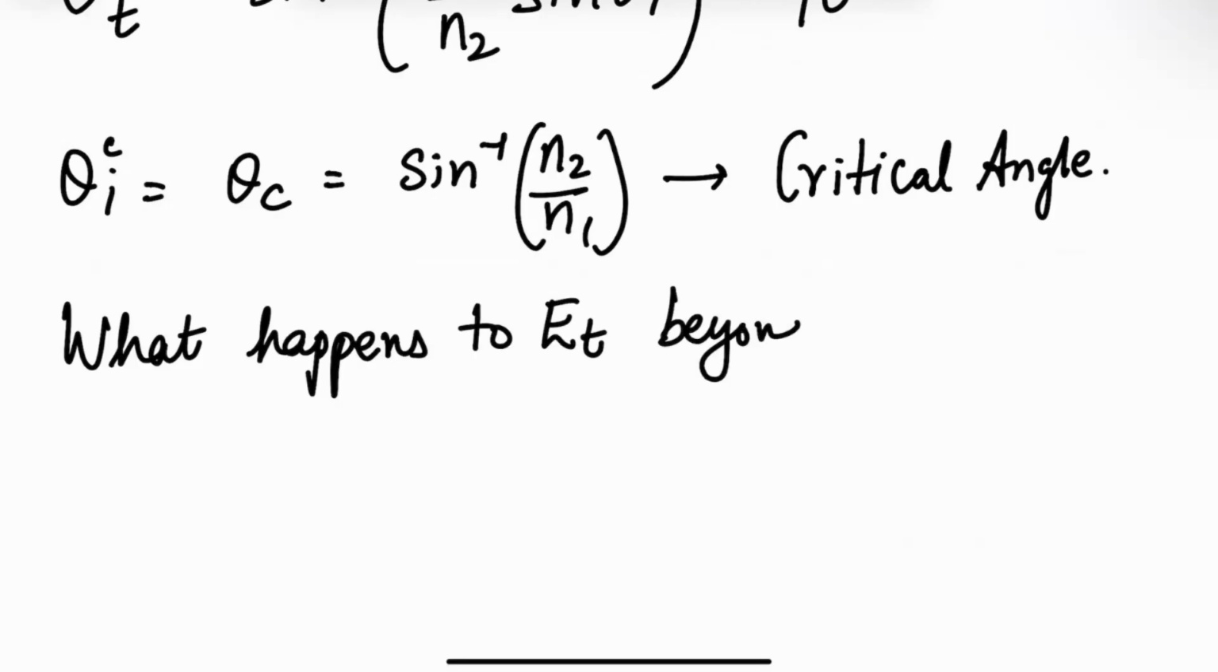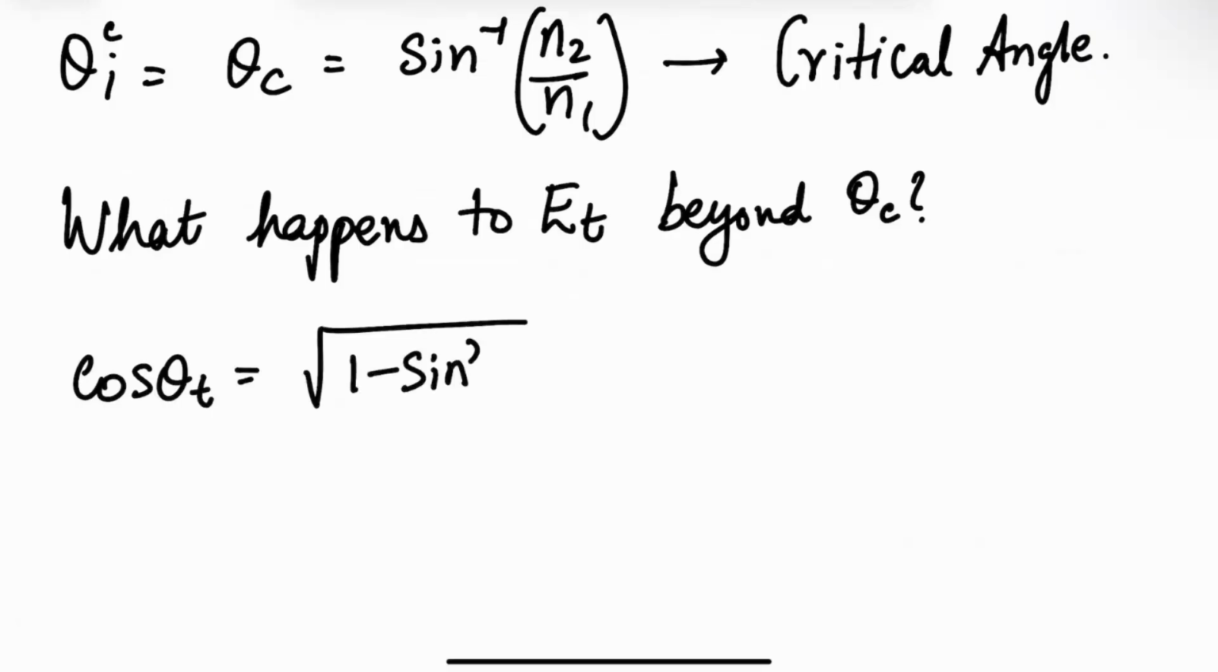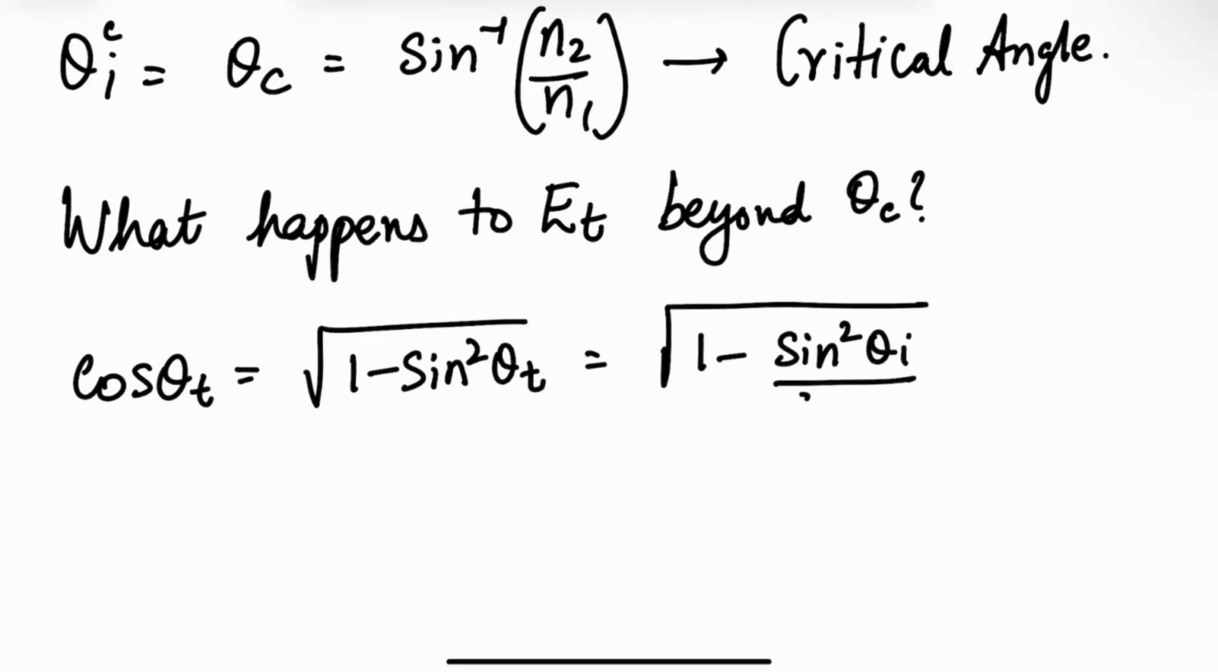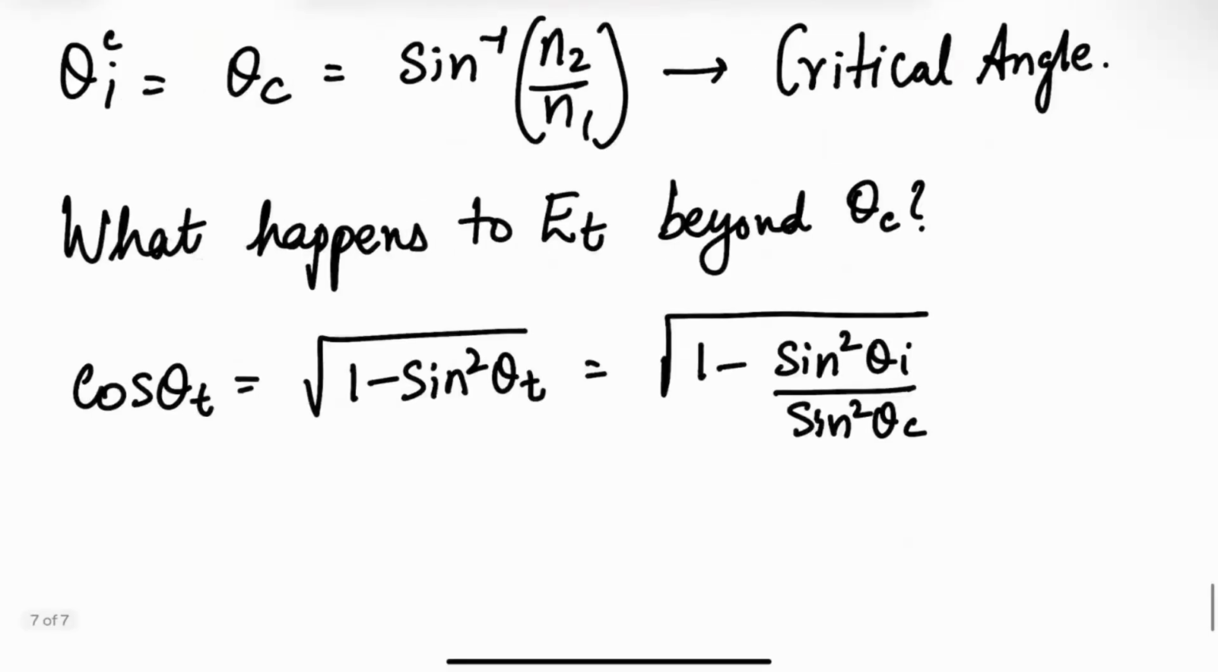beyond theta c. So we know cosine theta t is equal to the square root of 1 minus sine square theta t. That is equal to the square root of 1 minus sine square theta i over sine square theta c, because sine theta c is n2 over n1. If I replace sine theta t with n1 sine theta i over n2 and take the square, I can replace n1 square over n2 square with 1 over sine square theta c. That's from this one.